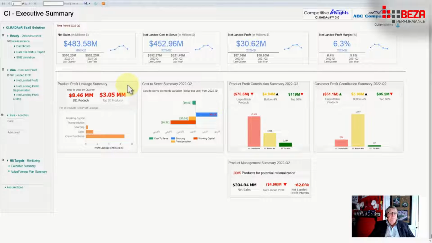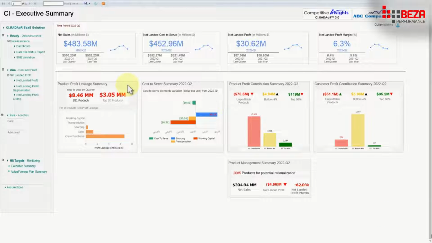But the big one is cross-functional. And what cross-functional is saying is there's not just one driver for the profit leakage. It's going across multiple disciplines. And so there we've got over $6 million of opportunity. So the whole goal is to be able to say there's more opportunity to work with, and that is going to help us be able to not just meet our plan, but exceed our plan. So that's the first one.